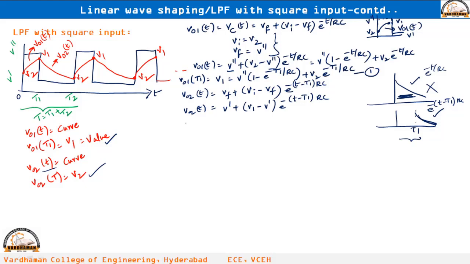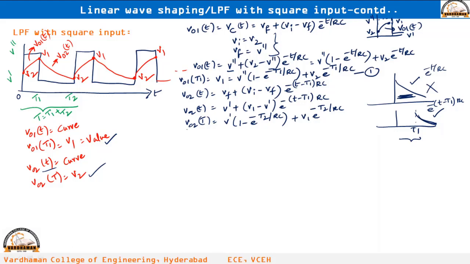Okay, so you take V02 of capital T is equal to V dash, here you can take V dash common also. So if you take V dash common, 1 minus e power minus of, in place of small t you need to write capital T, listen carefully, but capital T minus T1 is there, so that you will get T2 by RC. Now I am writing the remaining terms, that is V1 into e power minus of, again the same thing, T2 by RC.